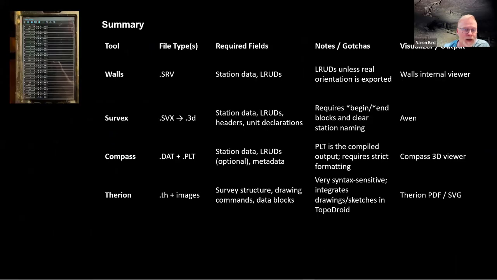This is just a bit of a recap of the section that we've just gone through, showing us file type and the required fields, notes, things to be aware of, and what the visualization and outputs look like. Again, if you're using one of these, Walls or Compass, then get good with that particular process, from the settings that you put into TopoDroid, collecting your data, to knowing what to expect when the data and the SVG come out. If you're using more of these, then of course you spend more time and become familiar with those. TopoDroid is a very powerful tool.